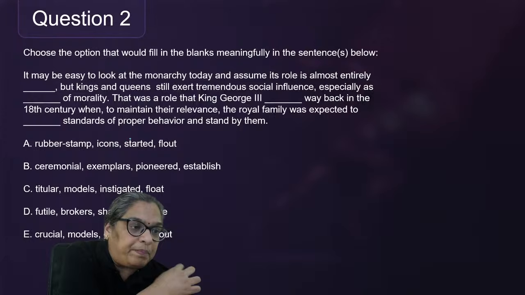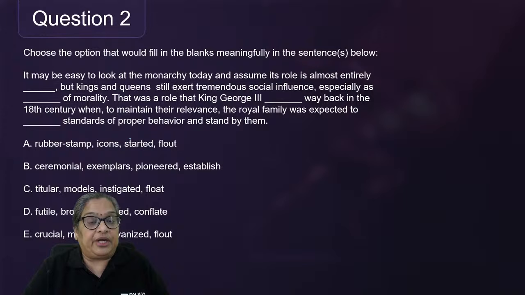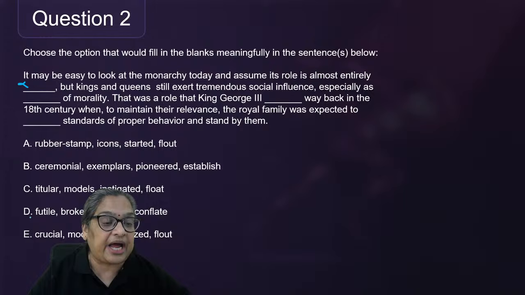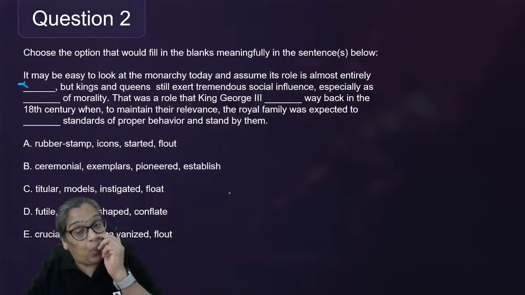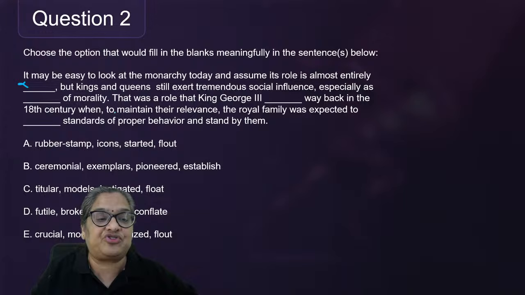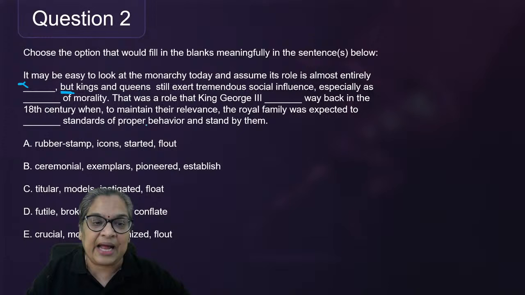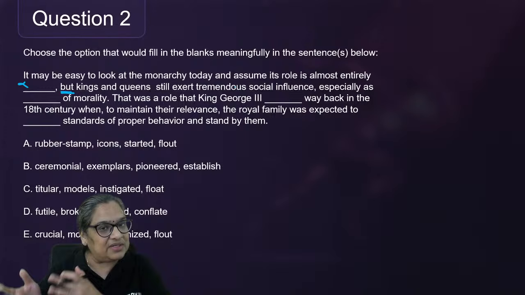Alright. It may be easy to look at the monarchy today and assume its role is almost entirely dash. Almost entirely rubber stamp, ceremonial, titular, futile, crucial. Almost entirely what goes best with it. But kings and queens still exert tremendous social influence. Now, the moment there is but here, what does it mean? The word that comes, they still exert tremendous social influence. So the word that you want here is something that is opposite of somebody having tremendous social influence: powerless, insignificant, a word similar to that.